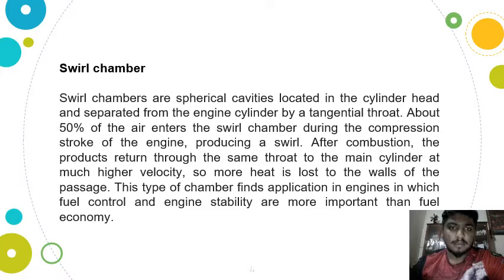Swirl chambers are spherical cavities located in the cylinder head and separate from the engine cylinder by a tangential throat. About 50% of air enters the swirl chamber during the compression stroke of the engine, producing a swirl. After combustion, the products return through the same throat to the main cylinder at much higher velocity, so more heat is lost to the wall of the passage.